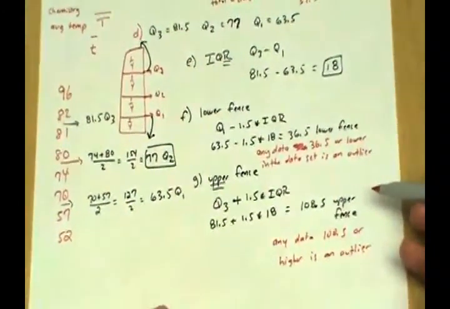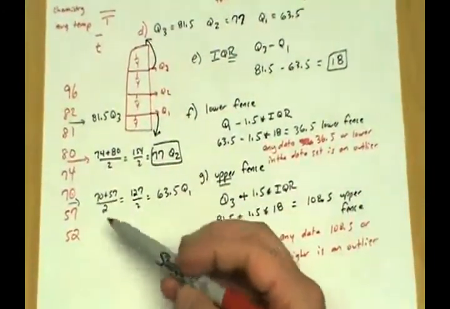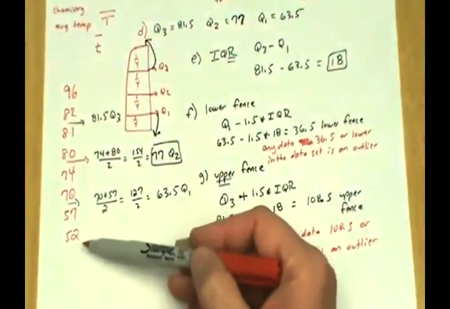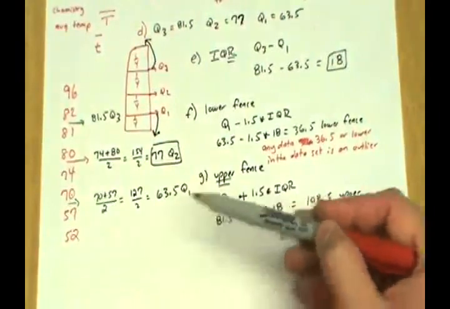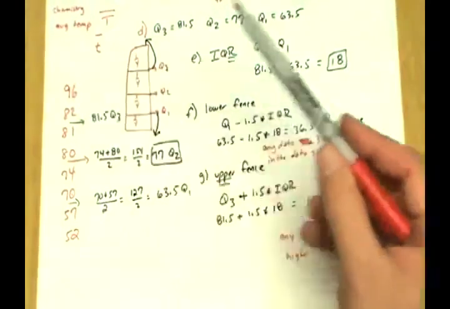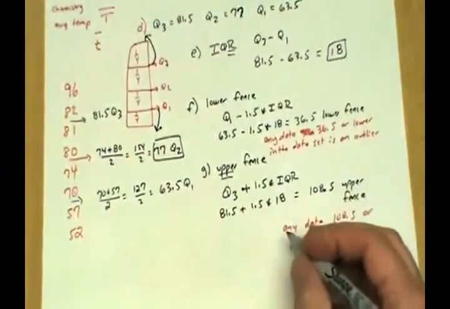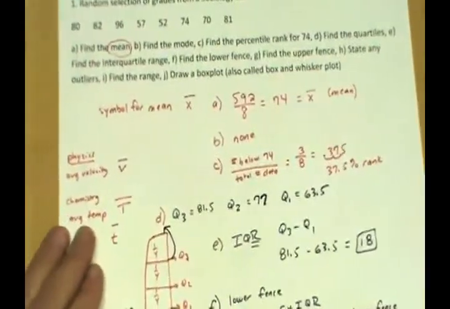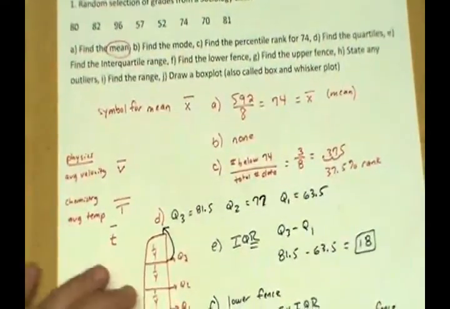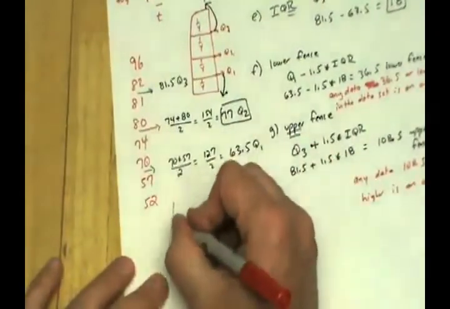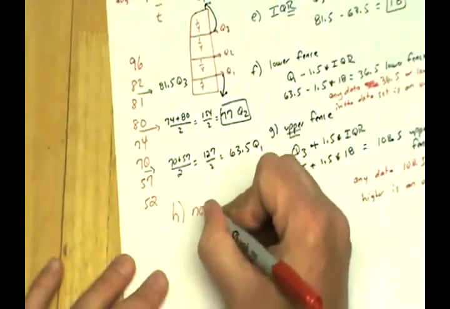So we look at our data set. It's actually right over here. And we're looking at, are there any pieces of data that are 36.5 or lower? No. So there's no outliers on the low end. And then the upper fence is 108.5. The highest we go is 96. So there's actually no outliers on the upper end. So when I scroll up here, I do it slow not to make you dizzy, it says state any outliers. So I'm going to scroll back down, and I'm going to say H, no outliers.